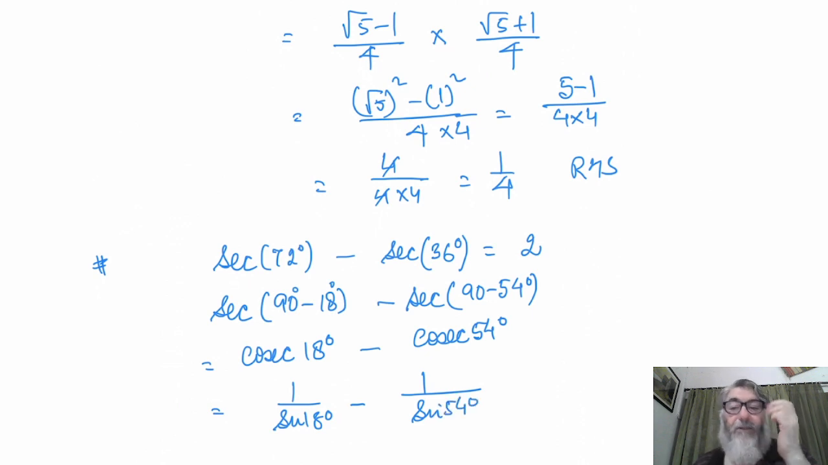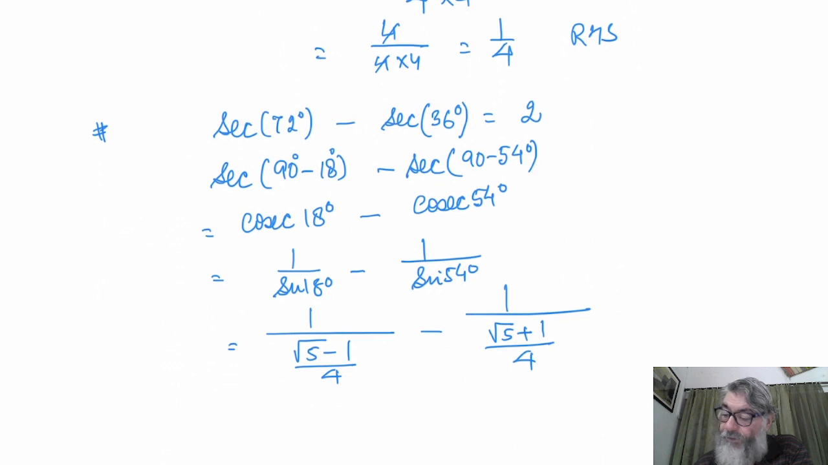Because cosec is the reciprocal of sine, and sine 18 is (root 5 minus 1)/4, and sine 54 is (root 5 plus 1)/4. So 1 upon (root 5 minus 1)/4, minus 1 upon (root 5 plus 1)/4. These angles have to be remembered also. 4/(root 5 minus 1) minus 4/(root 5 plus 1).